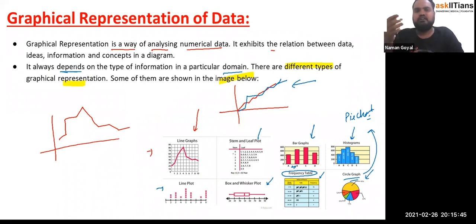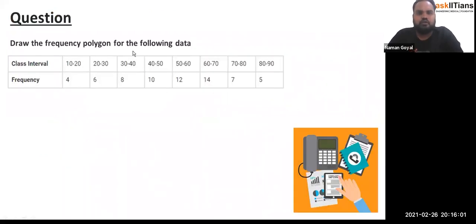If we represent the data in graphical form, there are so many types of graphical representation. Which type we are going to use totally depends on what data we are using. Now what we have to do is draw the frequency polygon for the following data.